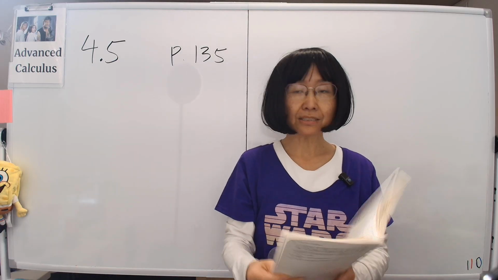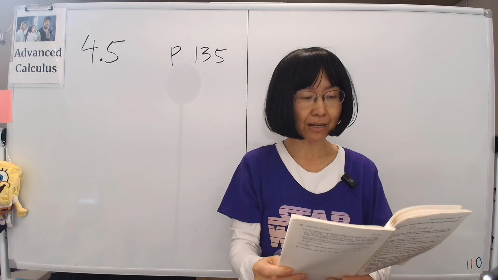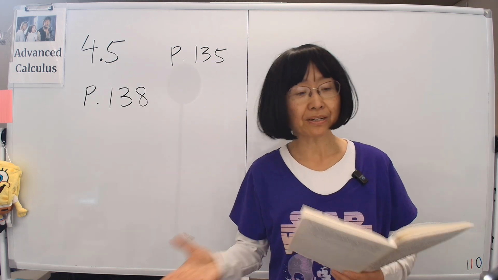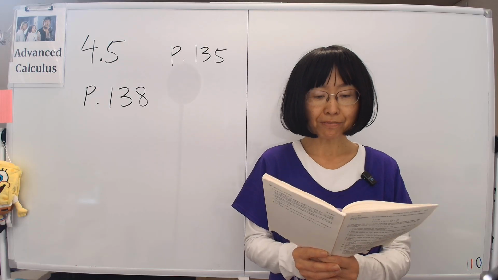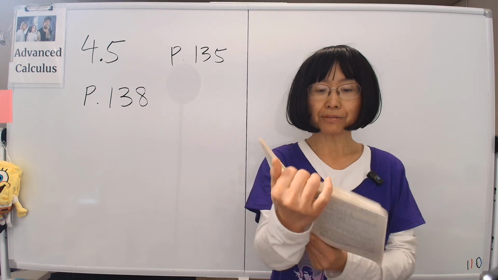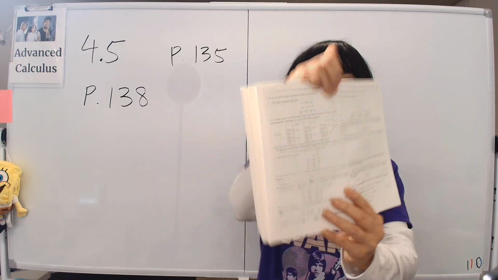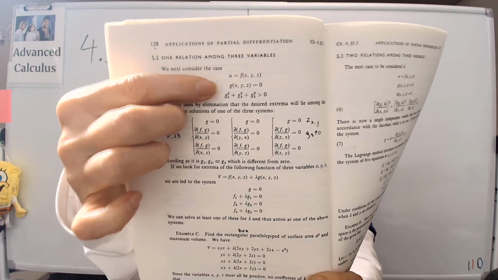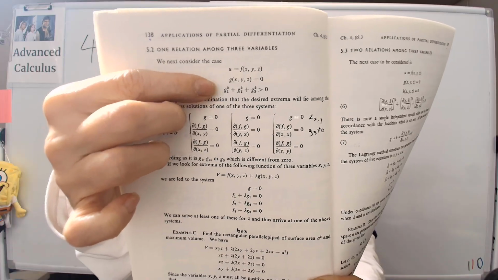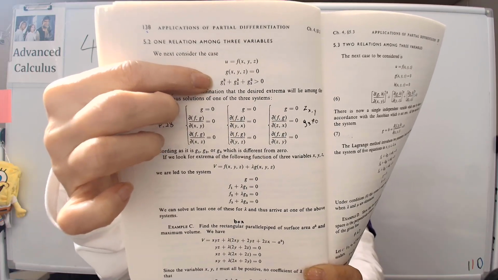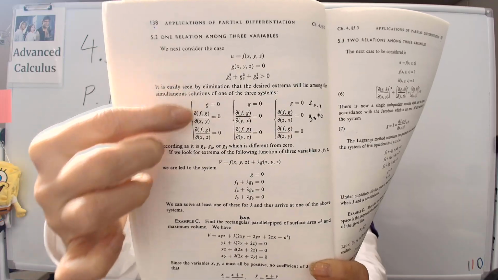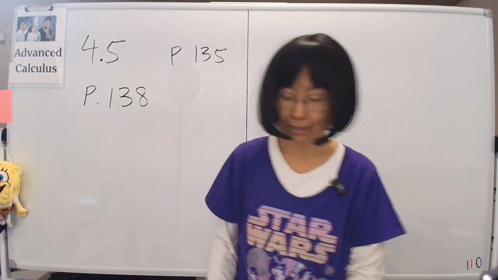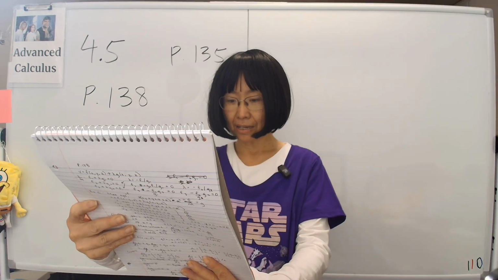Now, let's look at the next page. I'm on page 138. Now we have the same problem, but with 3 variables, and everything goes more or less the same way. If we have 3 variables, then of course we have the original function, and here's the constraint function, and then we require that the constraint function has at least one of the partial derivatives not 0. If that is the case, then we'll work it the way we did in the past.